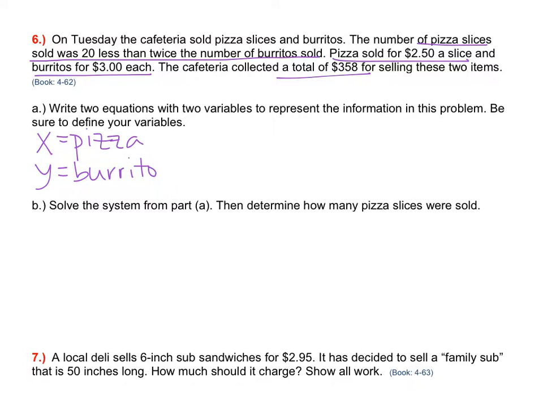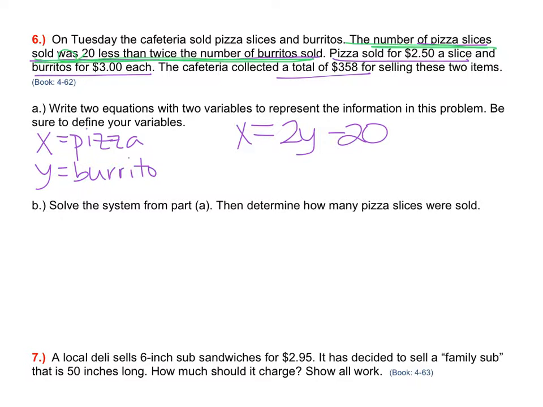So the first thing I'm going to look at is up here, that the number of pizza slices sold is 20 less than twice the number of burritos. So we were told the number of pizza slices sold was. That's going to be equals. So we're going to say that X is, now 20 less means that we're going to subtract 20. Twice the number of burritos means we're going to take our burritos and multiply it by 2. So to find our pizza slices, we're going to have to do 2 times our burritos minus 20, because the number of pizza slices was 20 less than twice the number of burritos.